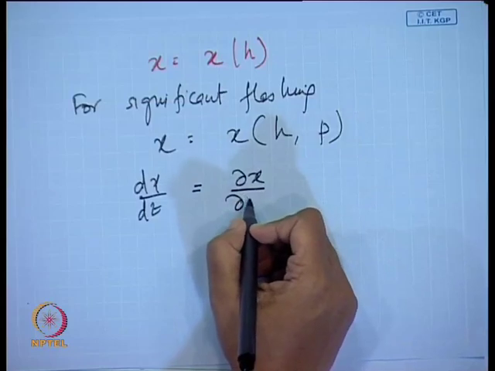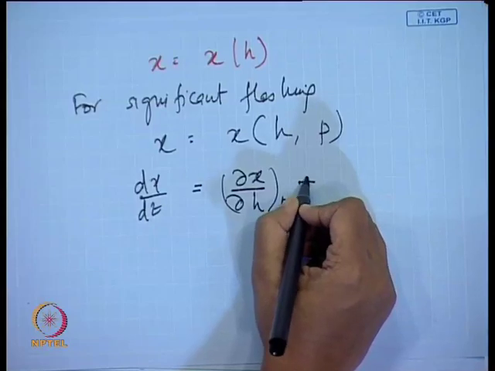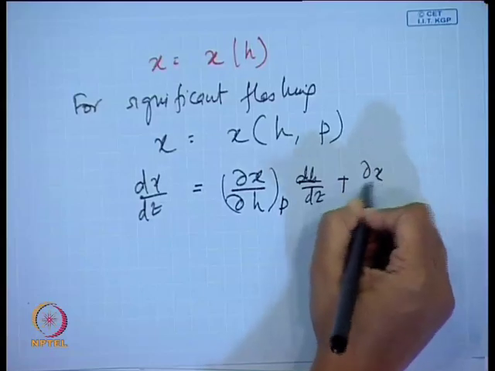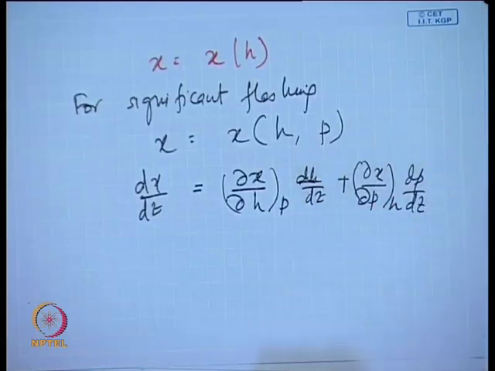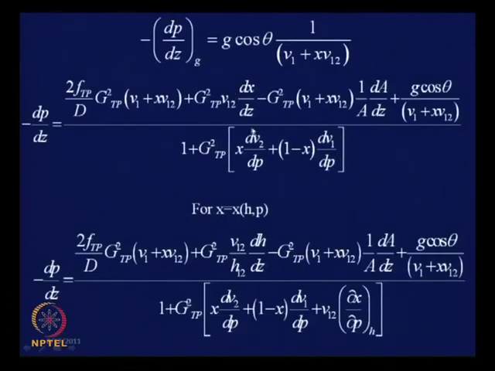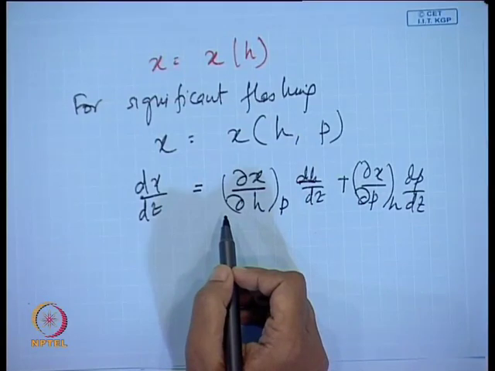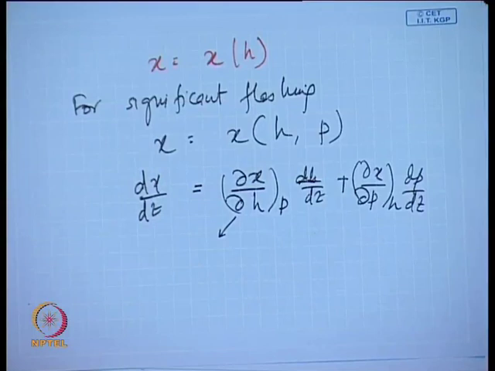So, it will be del x/del h at constant p dh/dz plus del x/del p at constant h dp/dz. You agree with me? So, if that is there, then instead of the dx/dz that I have mentioned here, this has to be replaced by this whole term. Do you agree with me? And then what is this particular term, can you tell me?